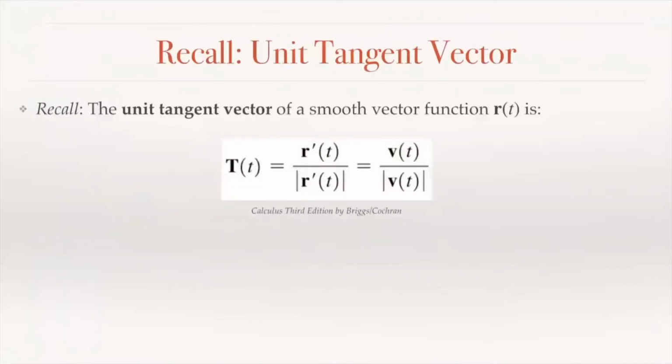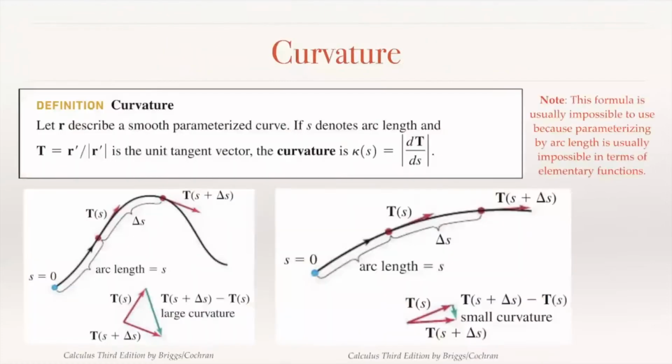Before that, though, this uses the unit tangent vector. Recall that the unit tangent vector of a smooth vector function r of t is its velocity, r prime of t, over the magnitude of that velocity, and that just makes it a unit vector in the direction in which it is going. And curvature.